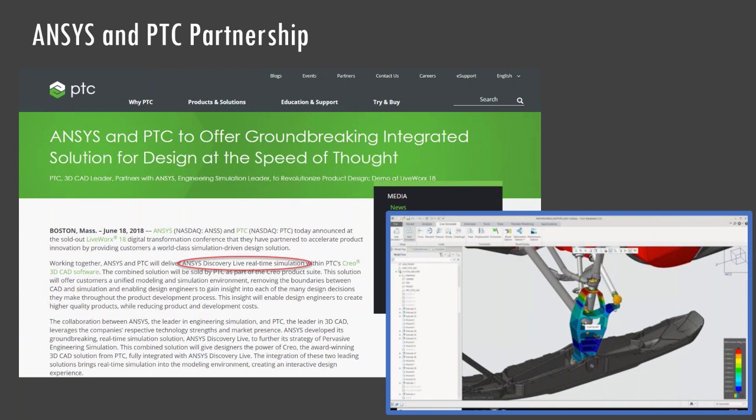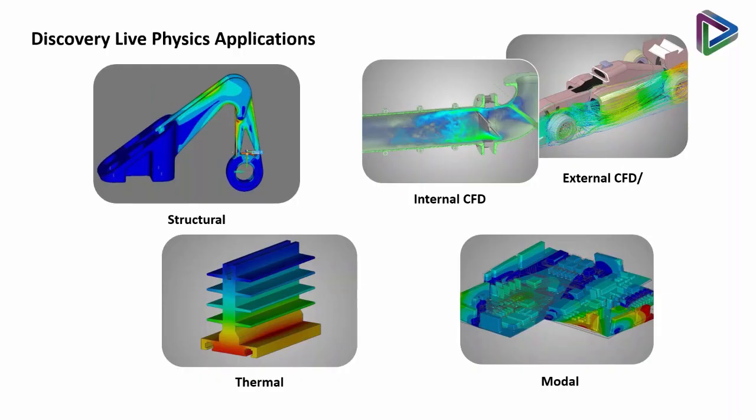So what that means is that the software I'm showing today will be outside of Creo, but as you can see in this screenshot in the bottom, Discovery Live, or Simulate Live as PTC will call it, will be right inside the UI. So that's a very exciting partnership that EAC can leverage because we represent both PTC and ANSYS. Discovery Live has structural analysis, internal and external CFD, thermal and modal. Those are the different types of physics that you can do with Discovery Live.